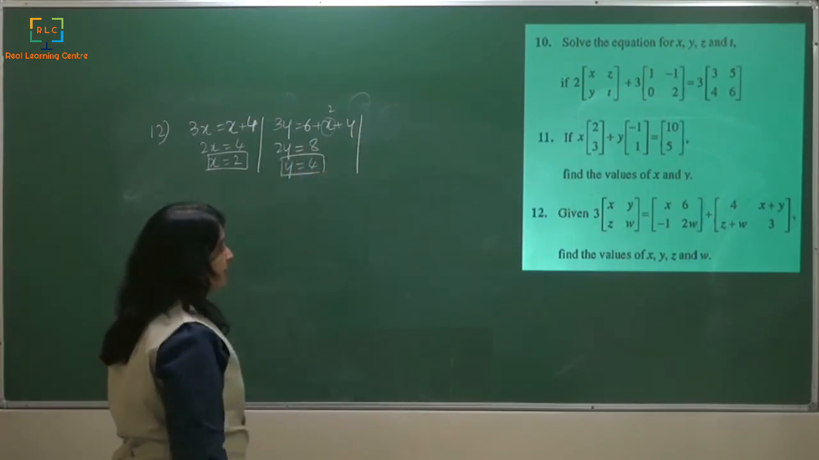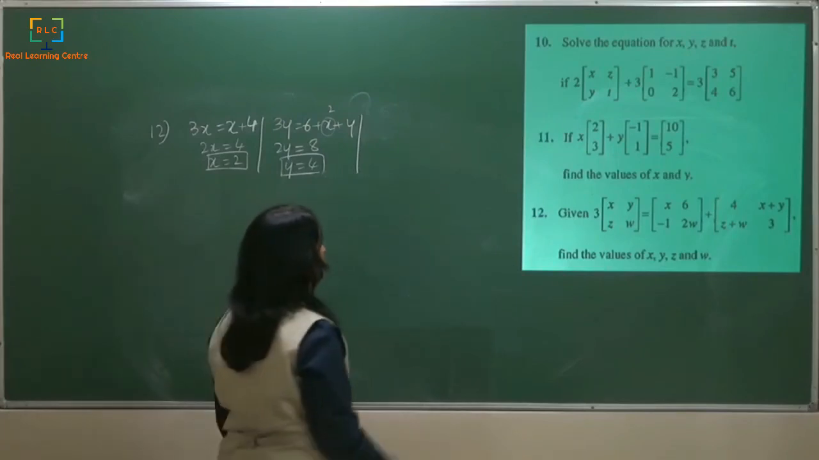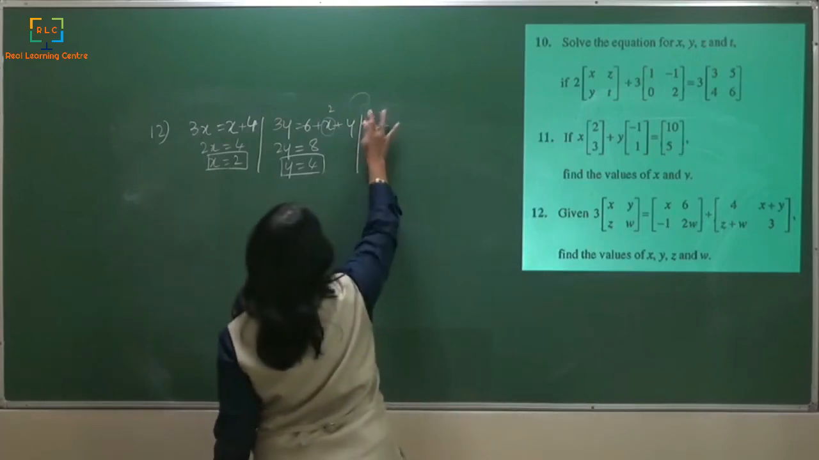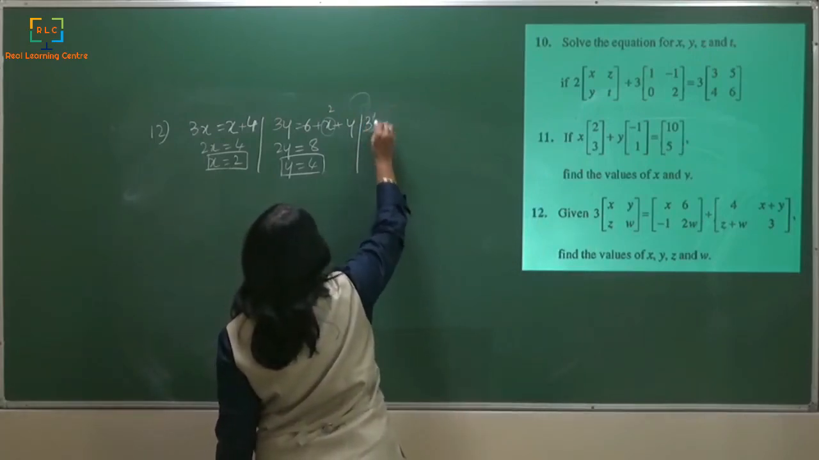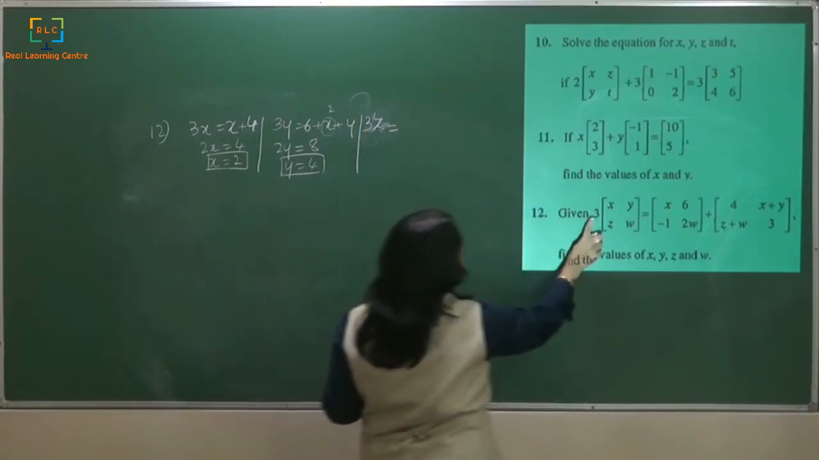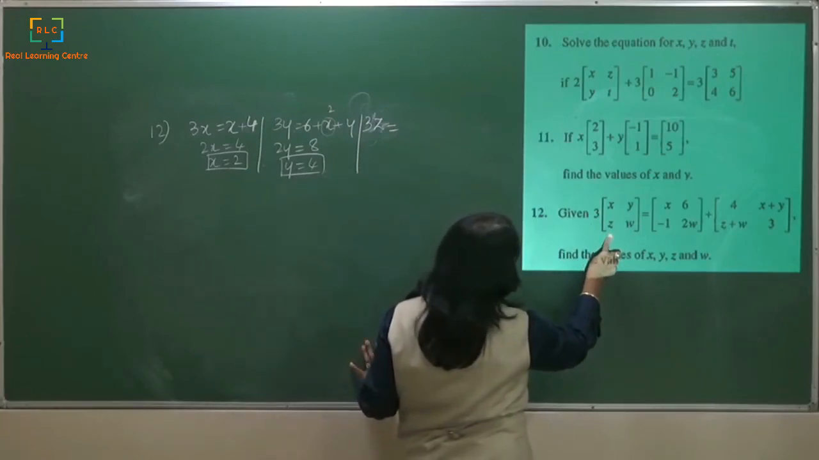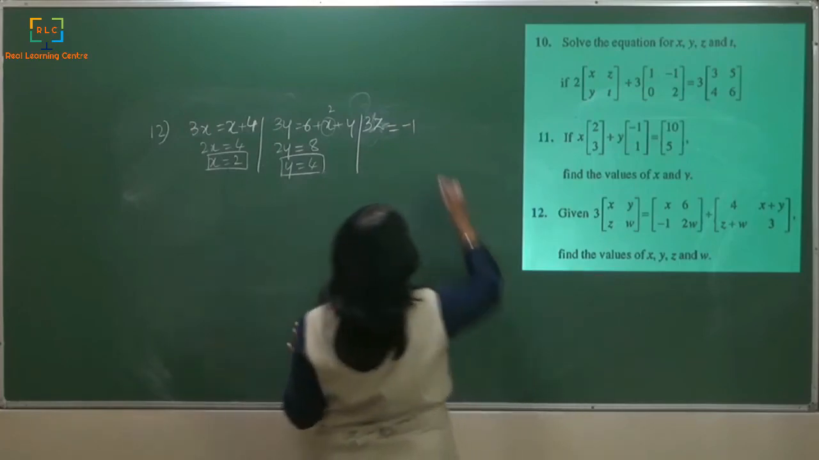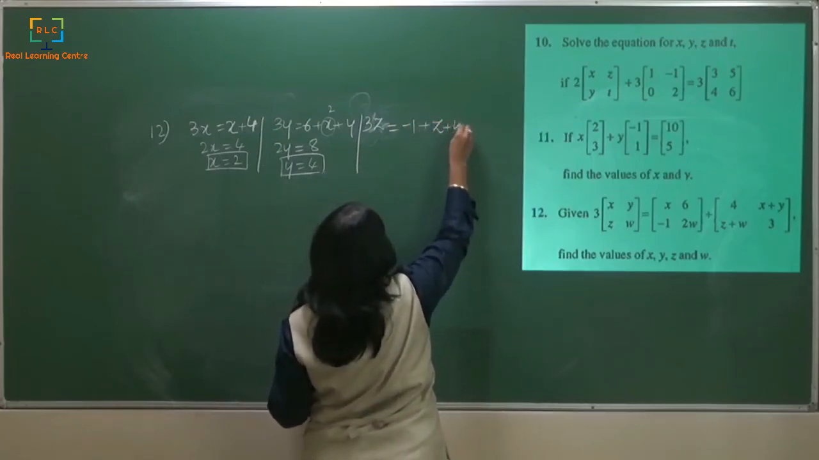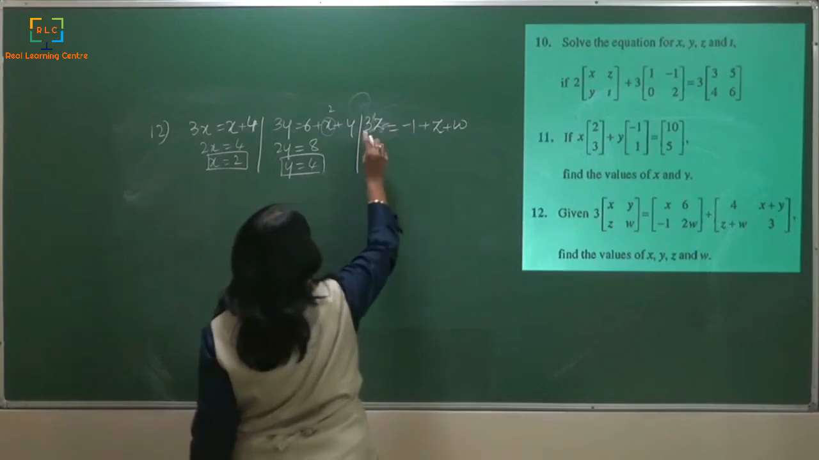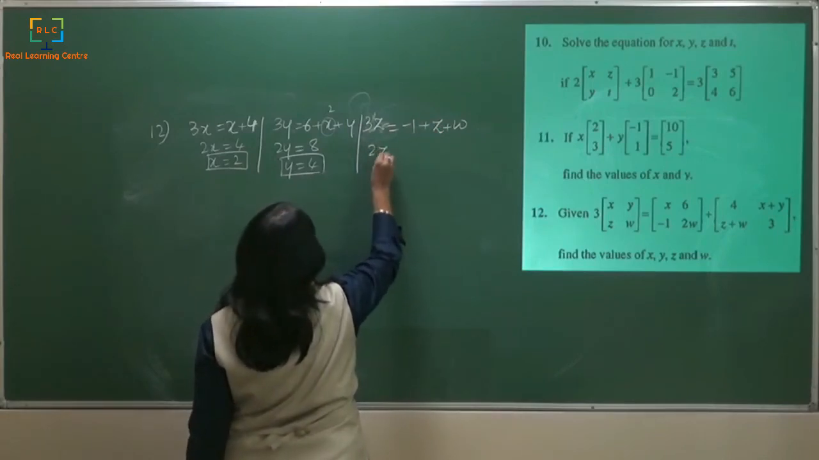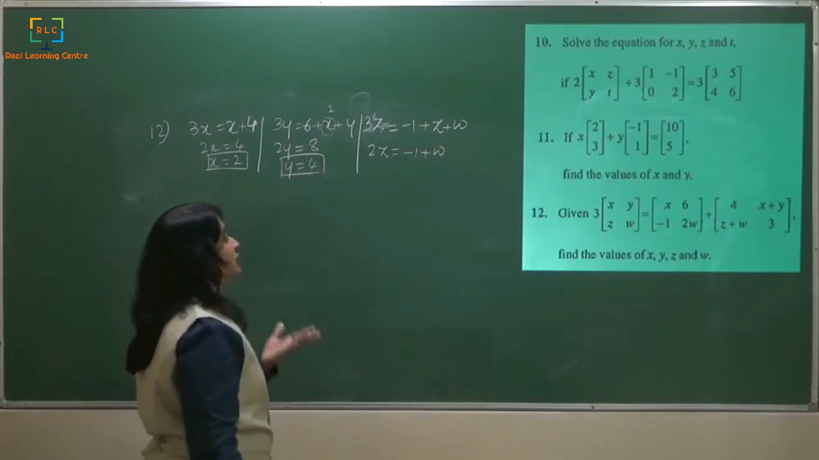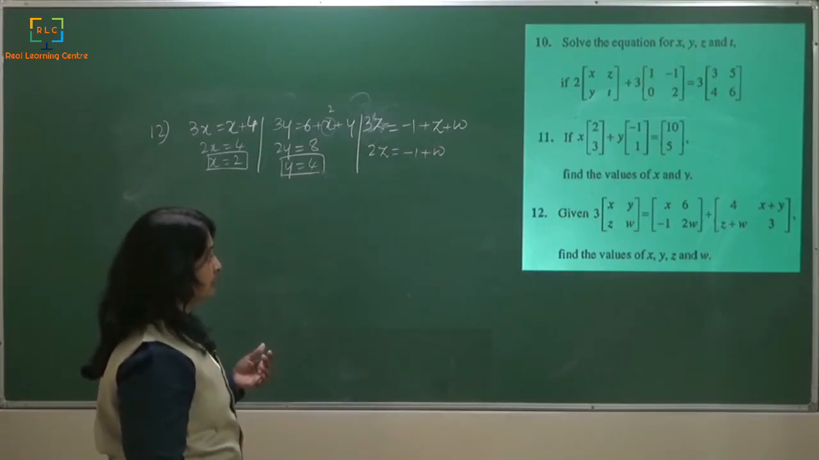Okay, next I have to find out my z. Z, the corresponding, oh 3z, it's not only z. Oh, that was a blunder. 3z is equal to minus 1 plus z plus w. So 3z minus z is 2z is equal to minus 1 plus w. I neither know z nor know w. Let's catch up with the other equations.